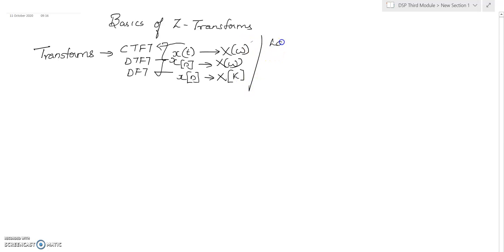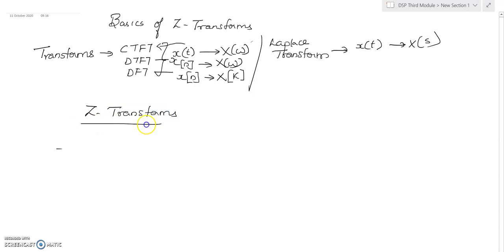Along with this, we had looked into another transform, the Laplace transform, where your time domain signal got converted to the S domain. So x of t got converted to x of s. Similarly, we are going to learn about Z transforms right now. The Z transform again deals with conversion of x of t, or rather x of n, to x of z. That means a signal existing in the time domain will be converted to the z domain.